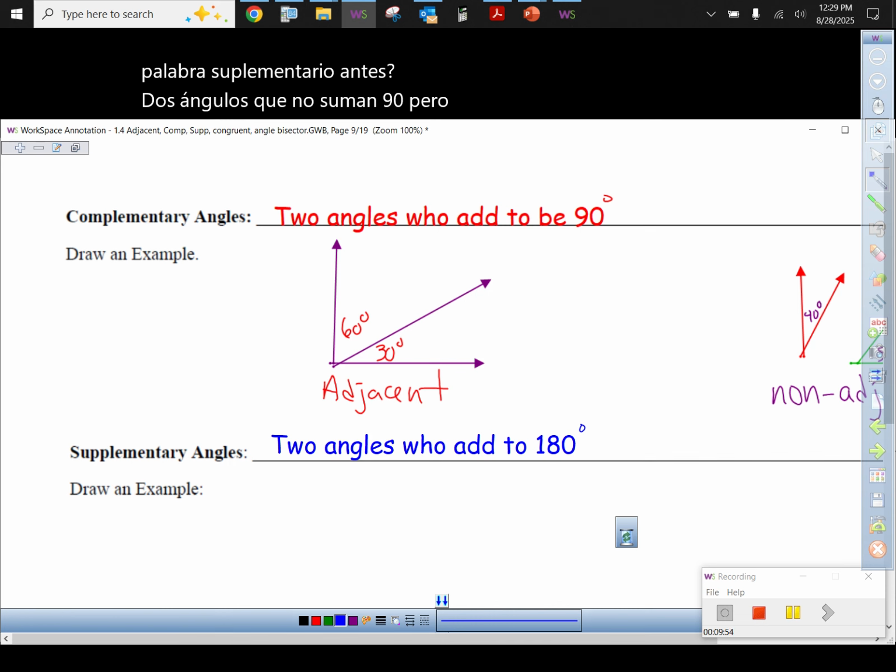Non-adjacent supplementary angles. Can you sketch for me non-adjacent, so you decide with the table, is that touch or not touch? Non-adjacent supplementary angles. Give it a shot. If you mess up, who cares? We'll fix it. Non-adjacent supplementary angles.